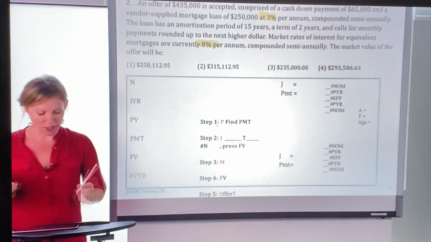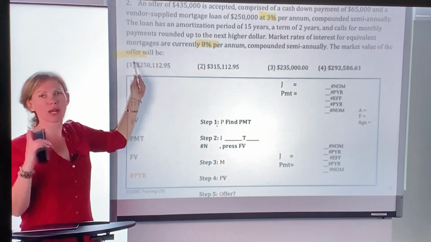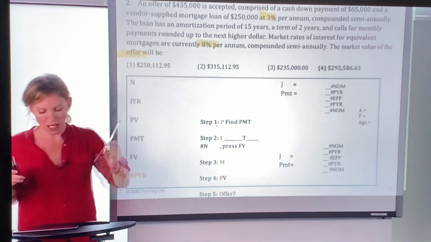What they're looking for, they say, is the market value of an offer. So if they're looking for the offer, that means you must have what? Cash. So what I would do if I look at that question, I'll find the cash in the question straight up.